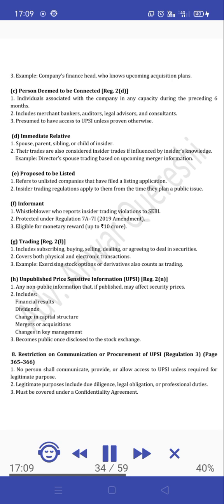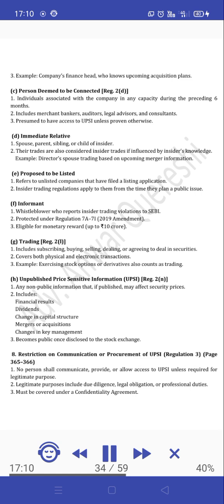F. Informant. 1. Whistleblower who reports insider trading violations to SEBI. 2. Protected under Regulation 7A, 2019 amendment. 3. Eligible for monetary reward up to 10 crore rupees. G. Trading, Reg. 2(l). 1. Includes subscribing, buying, selling, dealing, or agreeing to deal in securities. 2. Covers both physical and electronic transactions. 3. Example, exercising stock options or derivatives also counts as trading.